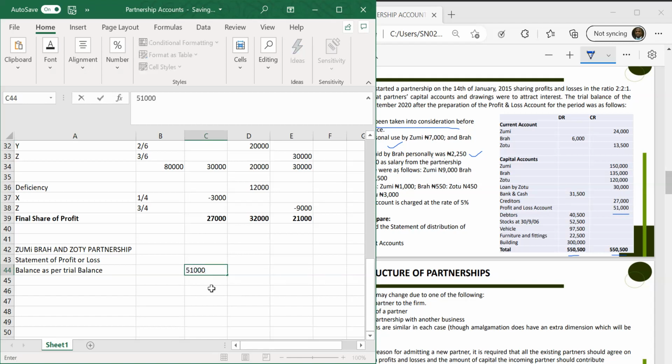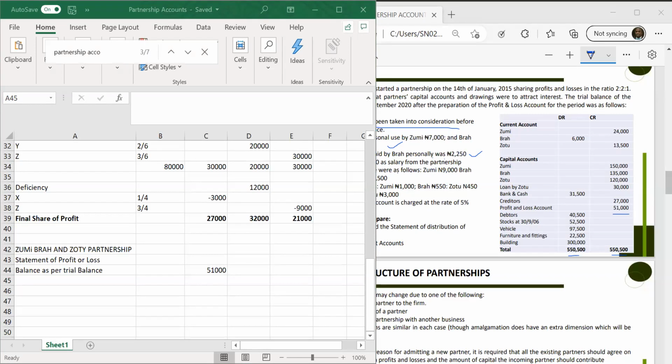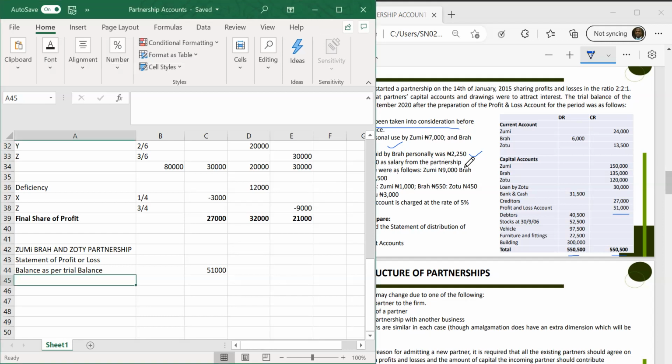51,000. So what we are going to do now is look through this question, look out for information that is supposed to have been adjusted as part of your income statement. So we'll look at them, then we would adjust it to get our final figure.